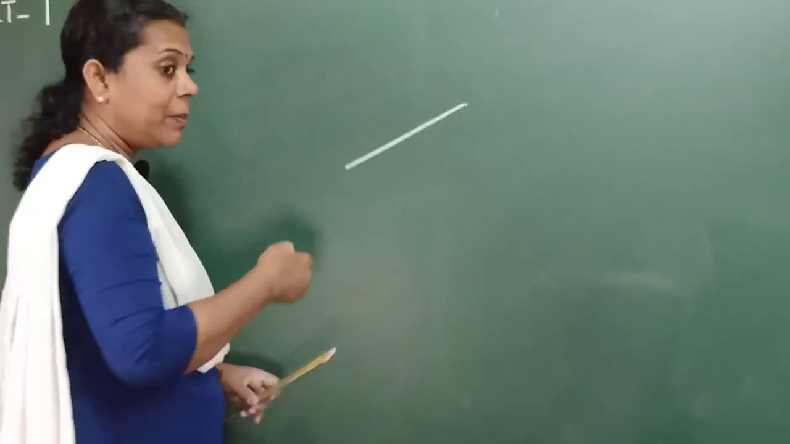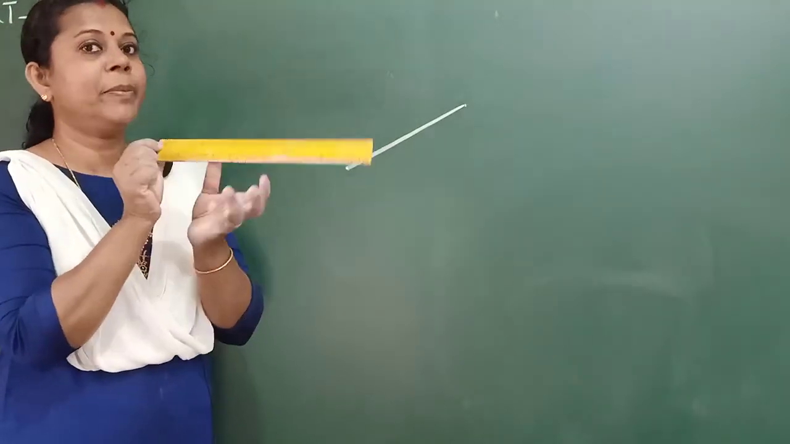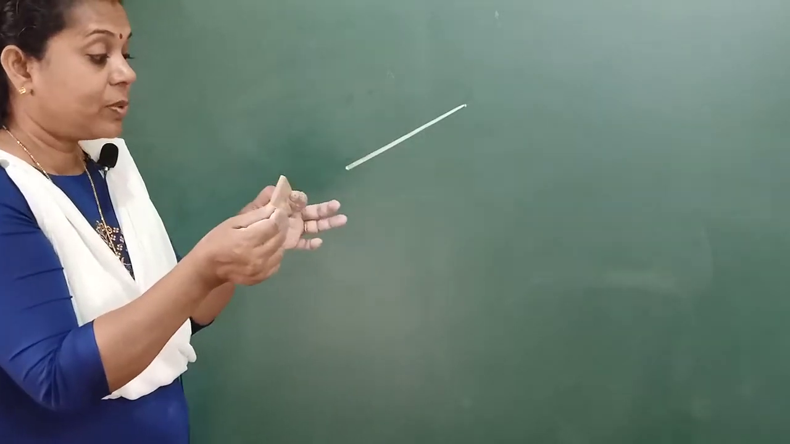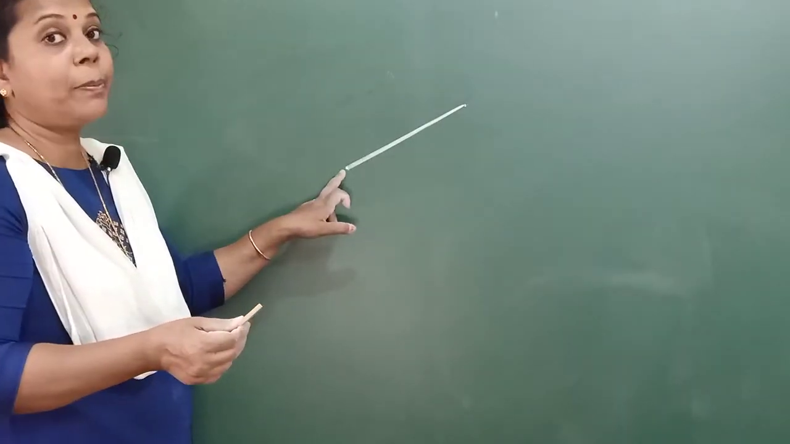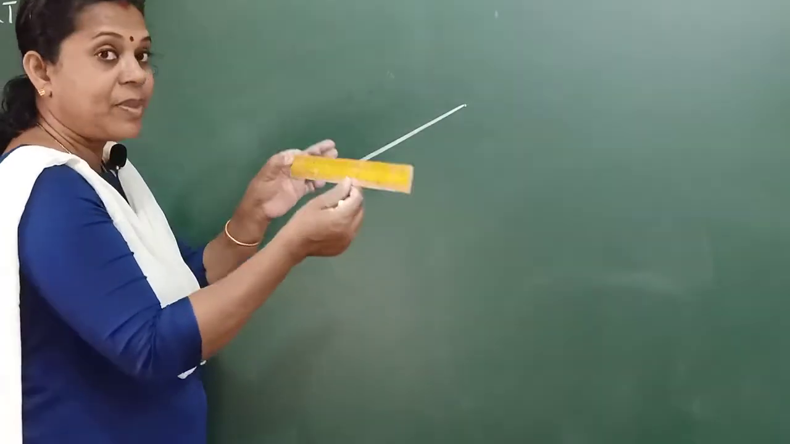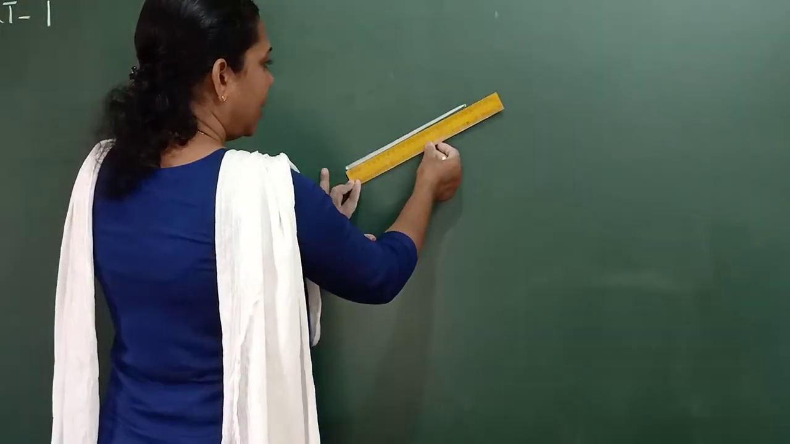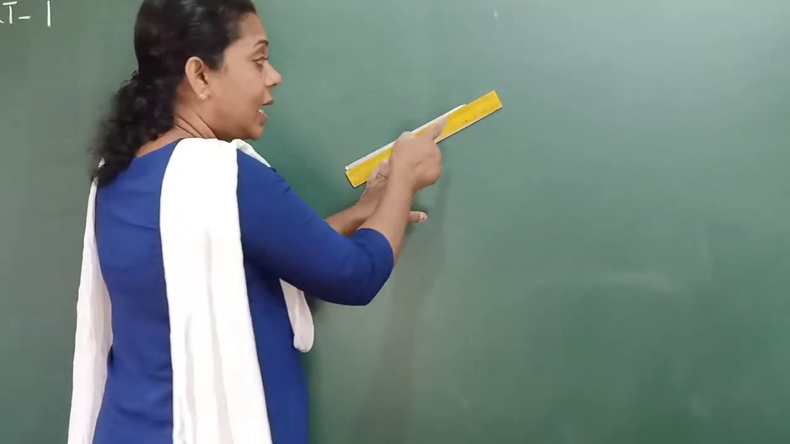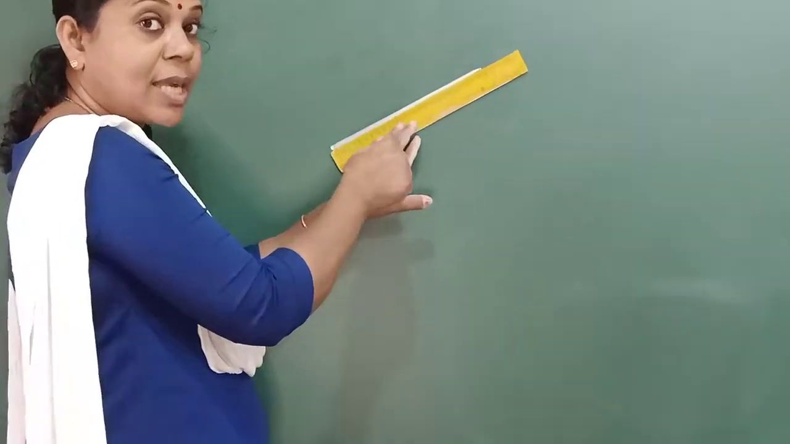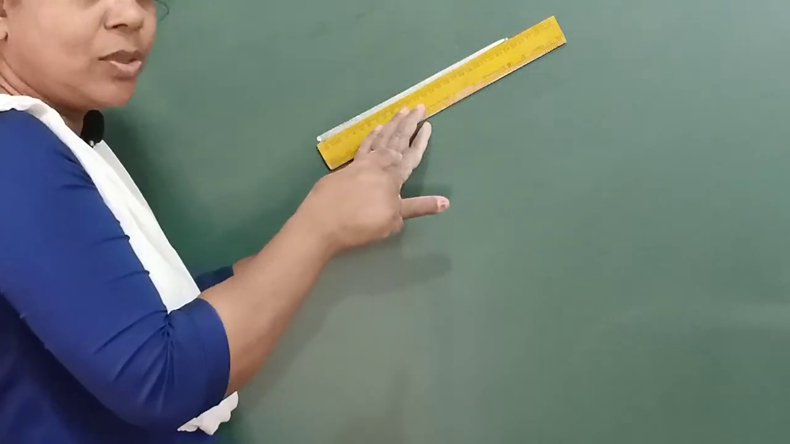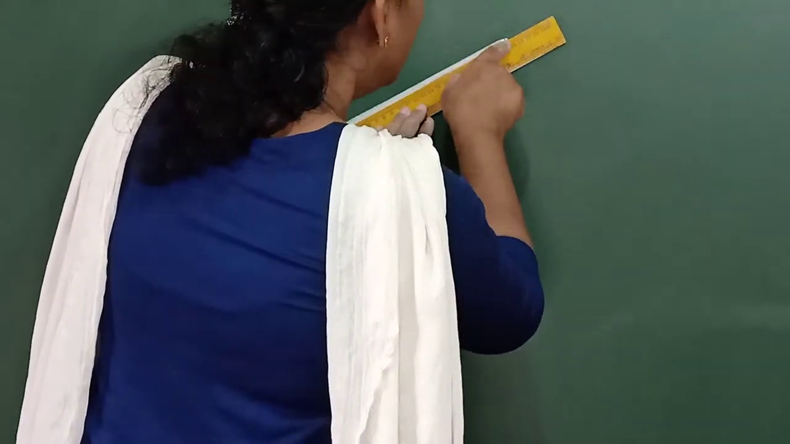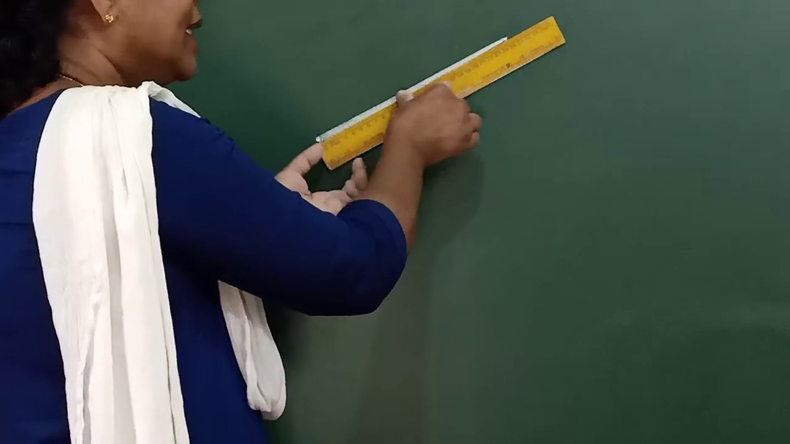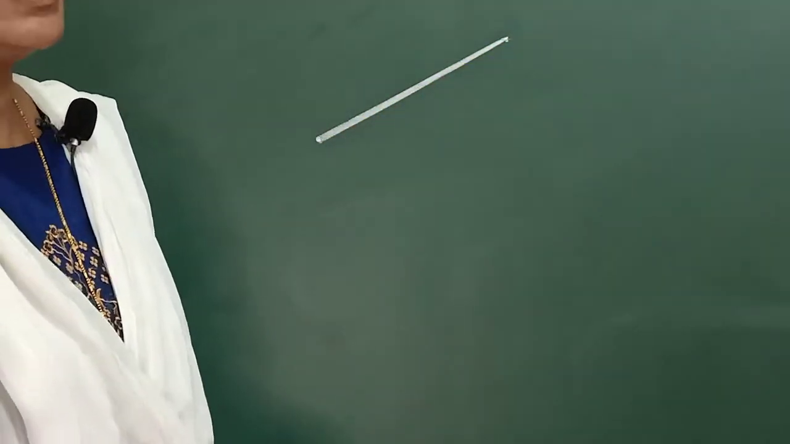The zero of the scale, centimeter side. Let us put, let us keep the zero at one end point of the line segment. Let us keep that zero. Okay, then check the other end point of the line segment. The other end point is here. See the marking in the scale. Let us check the reading. It is 25. See, at 25 the line segment stops. Okay, that means the length of this line segment is 25 centimeter.